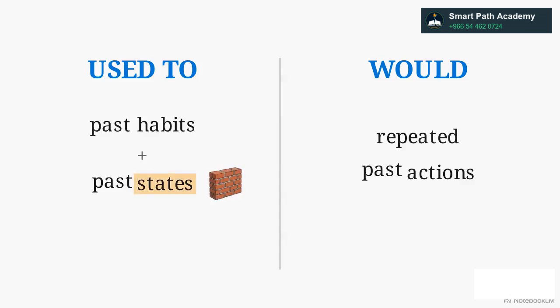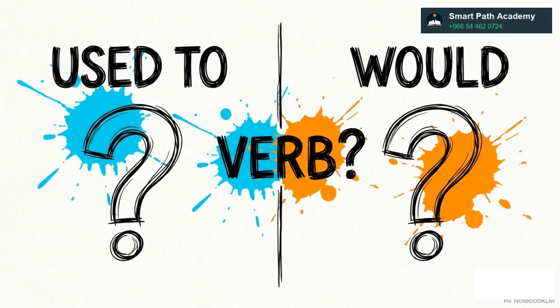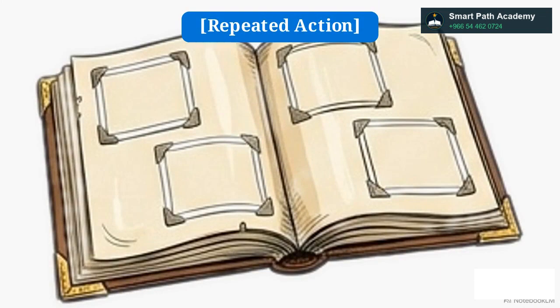A state is a condition that remains true over a period of time without you actively doing it. An action is an event you consciously start and stop over and over again. So before you decide between these two grammar structures, you first need to identify exactly what kind of verb you are dealing with. Let's look at some physical recurring activities.